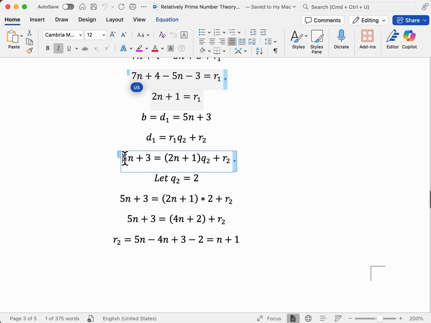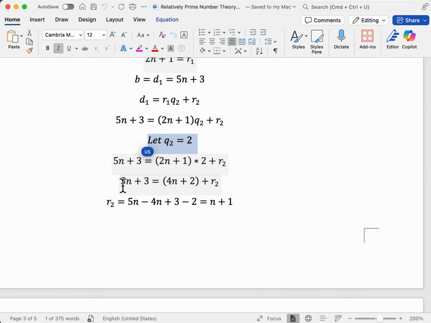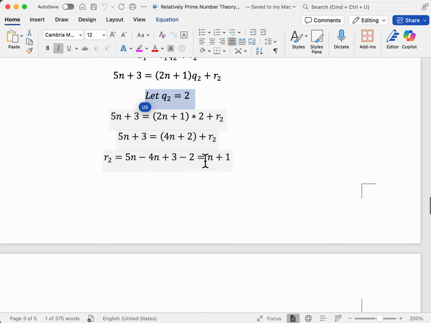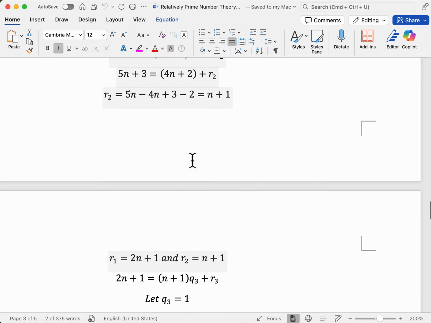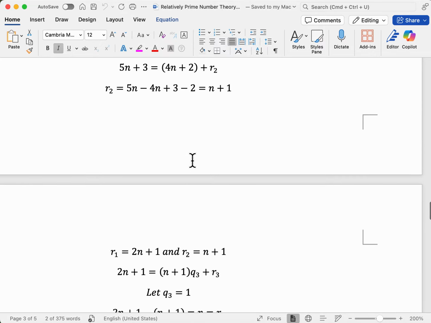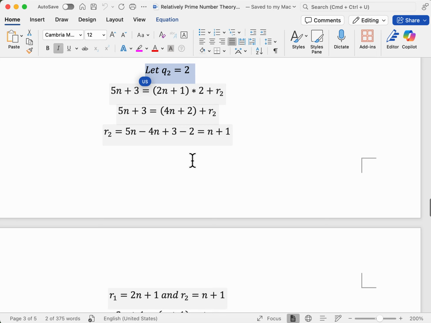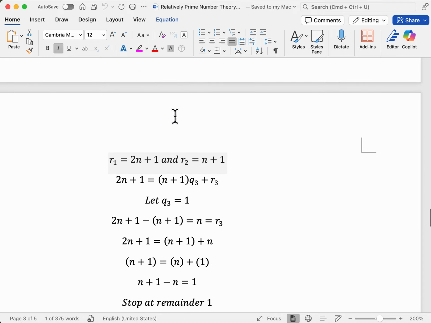Repeat the process. q2 has to be 2, because 2 times 2n is 4n. That goes in there enough. Do the difference of this, and I get n plus 1. And there's a 2n plus 1 somewhere. Did I mistype? Oh, yeah, no, that was this old thing here. So then 2n plus 1 is the new dividend, n plus 1 is the new divisor.